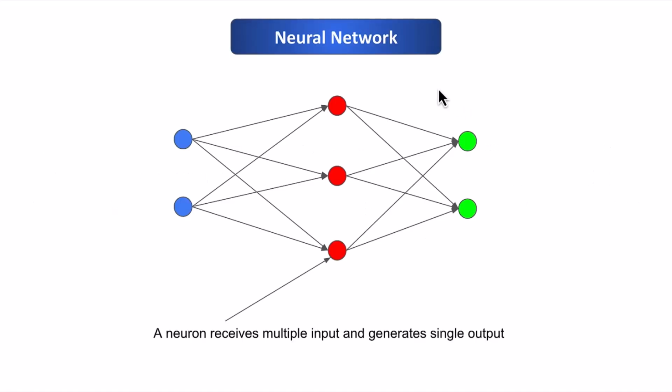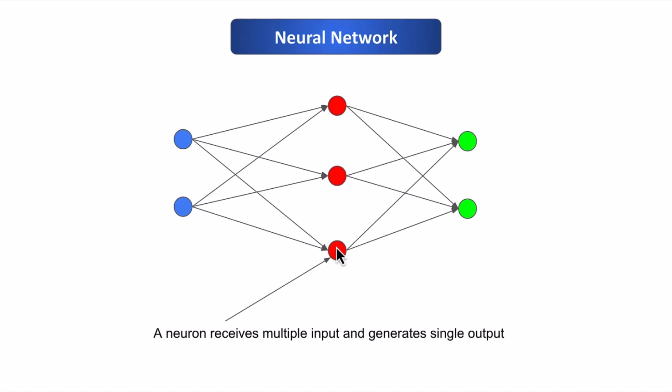So you can see this picture on screen, and it is representing a simple structure of a neural network. You can see these circles and these lines joining them. Here each circle is representing a neuron, and a neuron is the basic unit of a neural network, and it can receive one or more inputs, but it is going to generate a single output value.